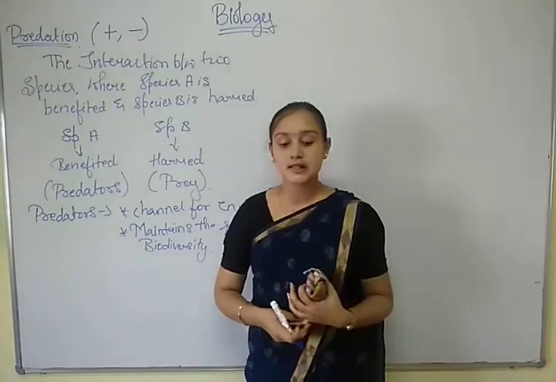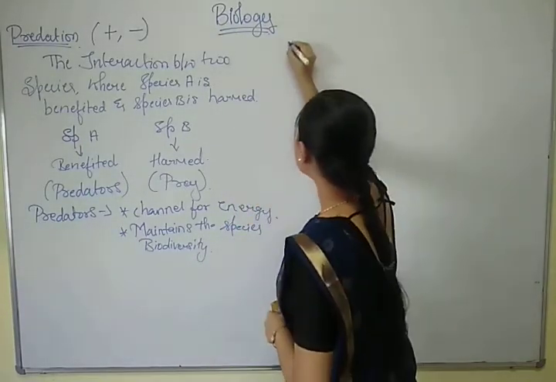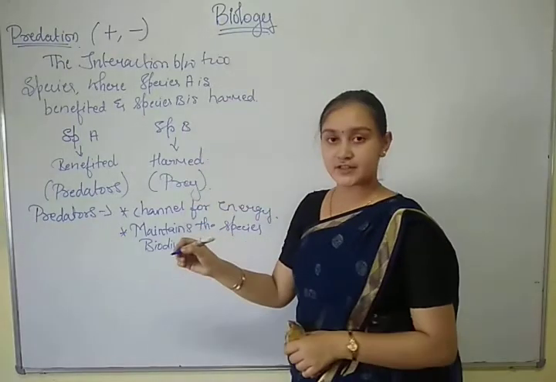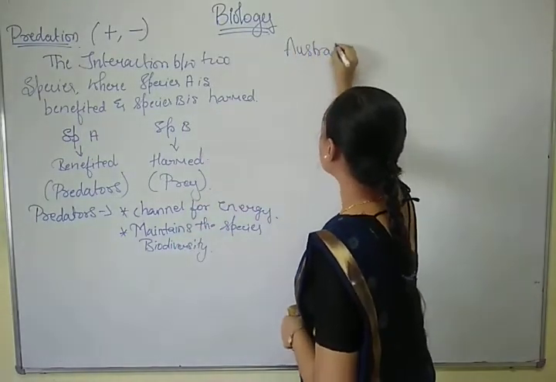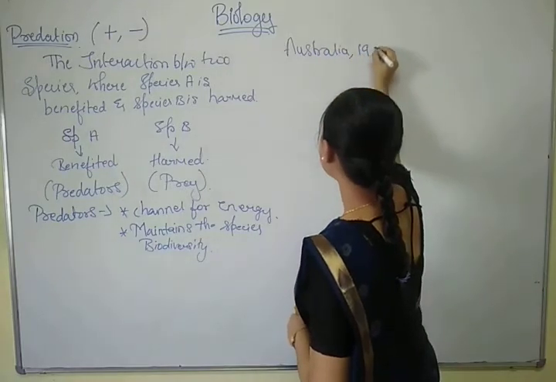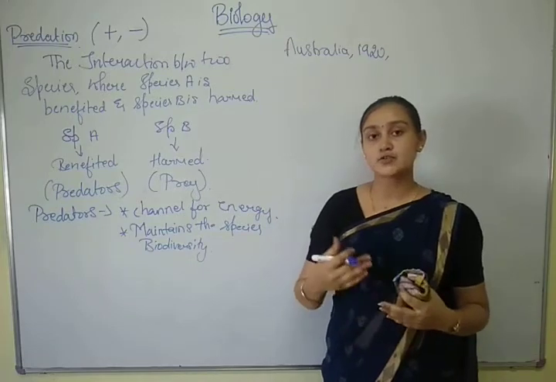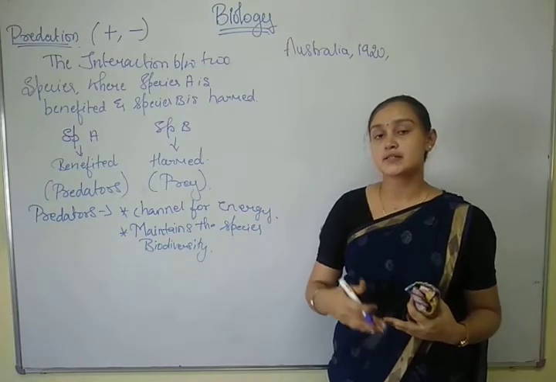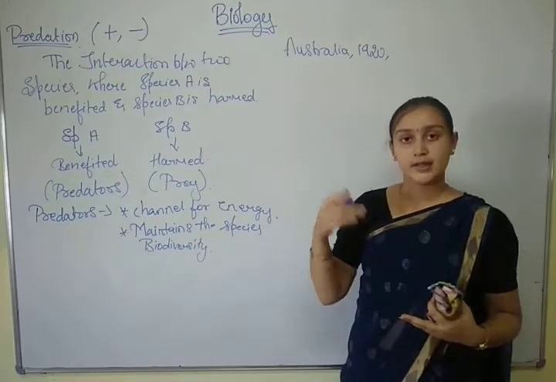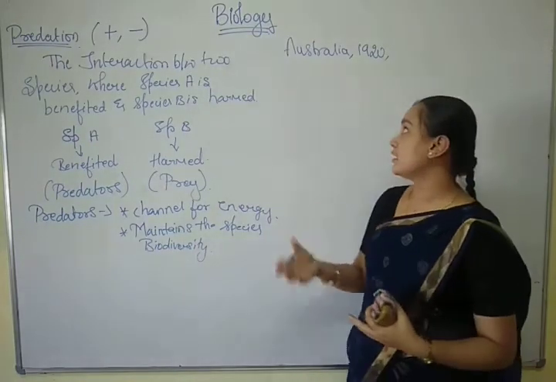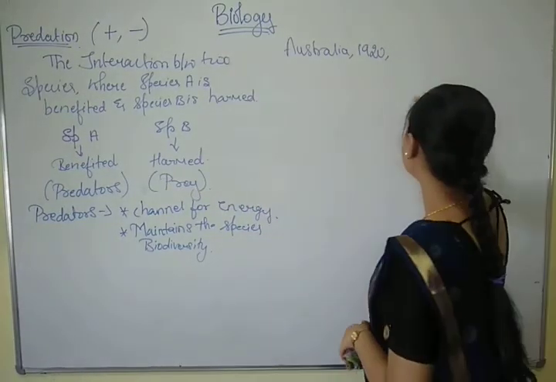To understand this more, to know the importance of predators, in Australia in the year 1920, there was an exotic plant species which had been grown in Australia, called the prickly pear cactus.